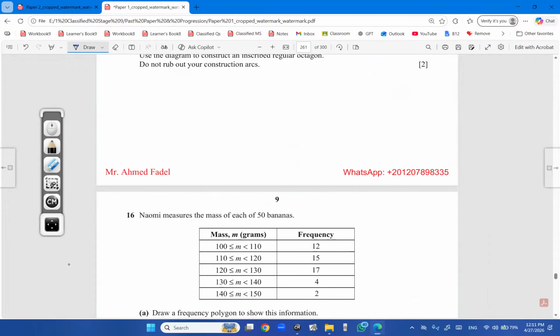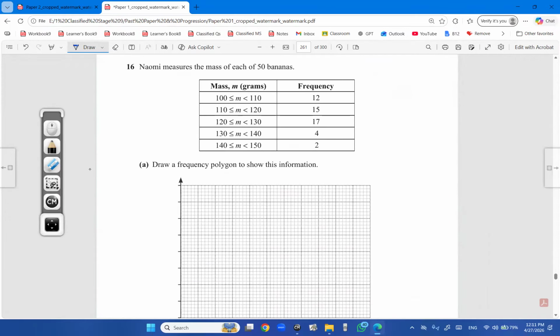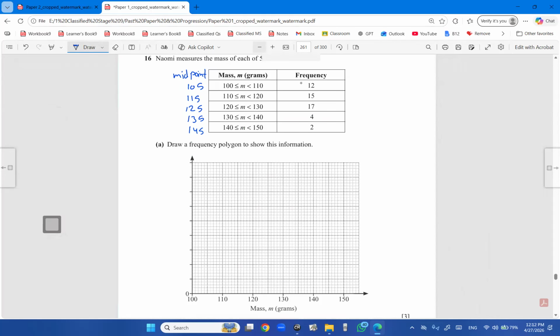Next, Naomi measures the mass of each of 50 bananas. Draw a frequency polygon. The frequency polygon, you must have the midpoint. So the first thing that you need to write over here is midpoint. And here I have 105, the midpoint of the class interval. Here 115, 125, 135, 145. And then what do I do? I plot the midpoint with the frequency. So 105 until 12.